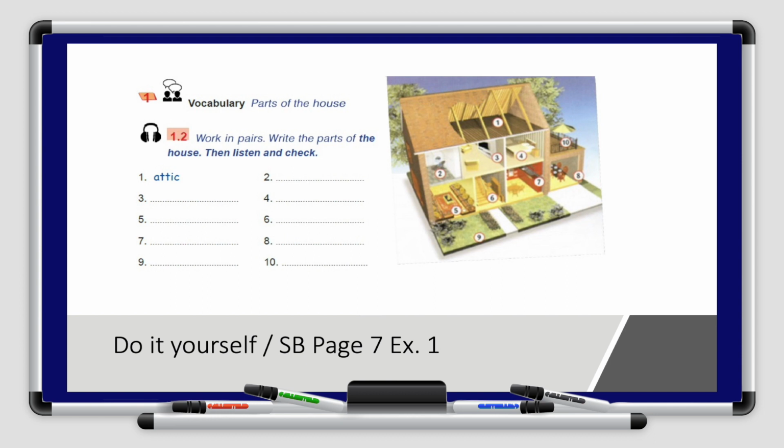Now do it yourself at home, practice well. Page 7 in the student's book, exercise 1. You can do it.